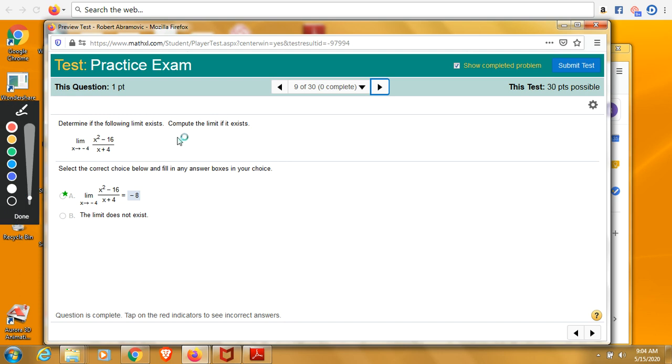Next question is to determine the following limit if it exists, and compute the limit if it exists. So this is the limit of x squared minus 16 over x plus 4. Now notice when we plug in x equal to negative 4, what do we get? We get 0 over 0. Now we saw in class towards the beginning of the semester that 0 over 0 is undefined and actually really can be any real number. So this limit might exist, it might not exist. We have to check if we can simplify this expression using algebra.